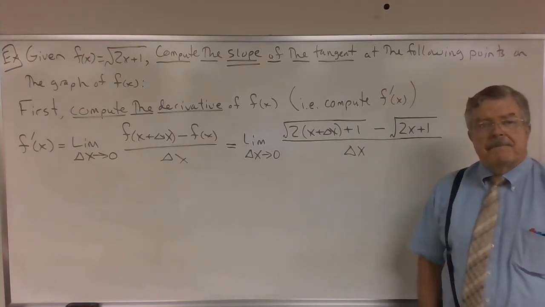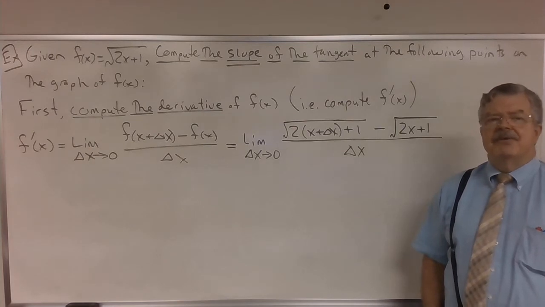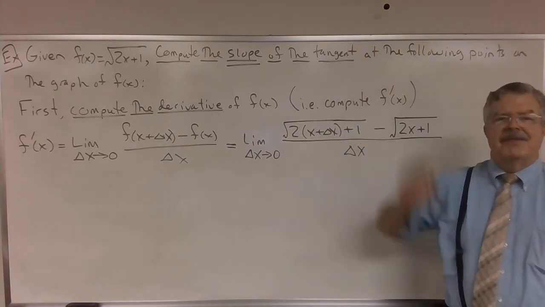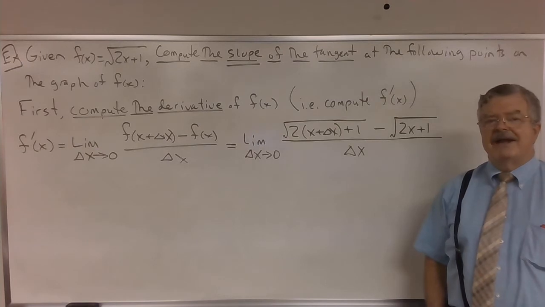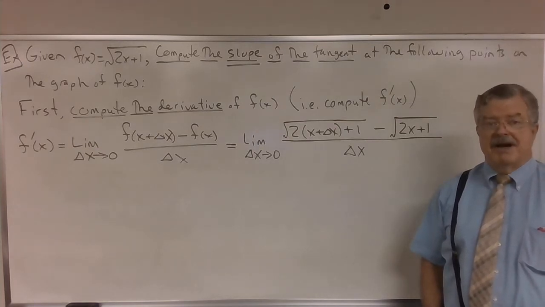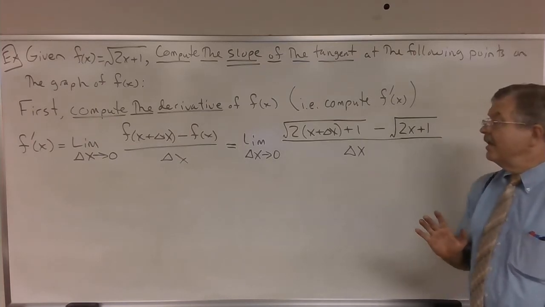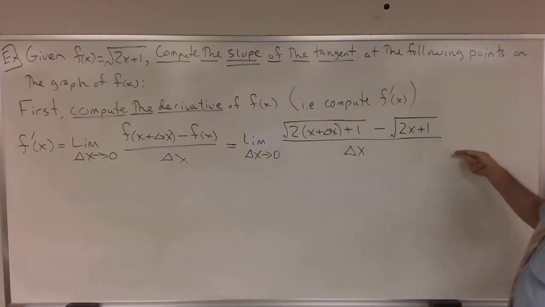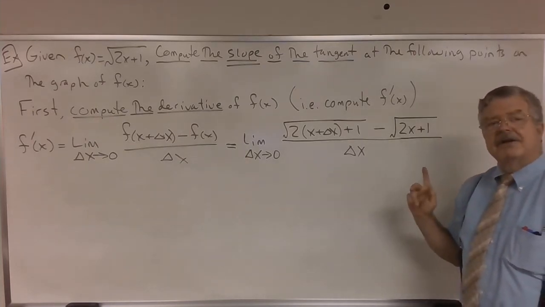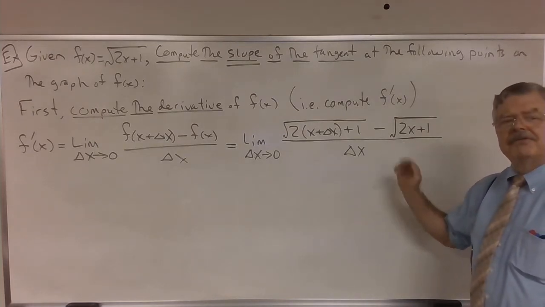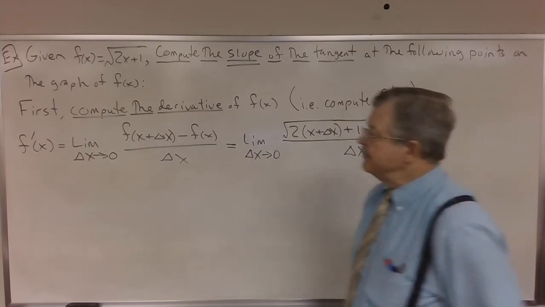So, how do we get rid of the square roots? How do we get rid of the radicals? And if you're saying to yourself, I know, multiply by the radical conjugate, top and bottom, you're absolutely right. We're going to multiply top and bottom by the radical conjugate, and that will eliminate all of the square roots in the numerator.